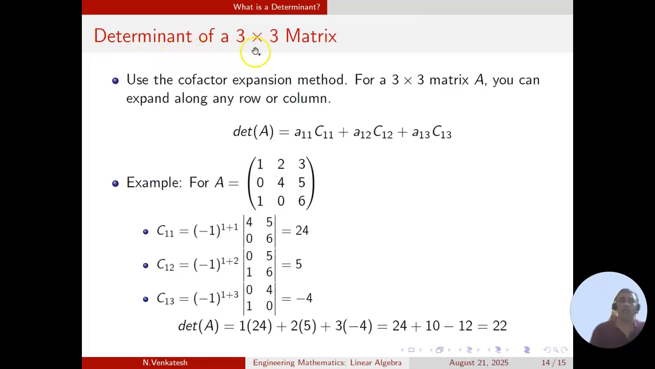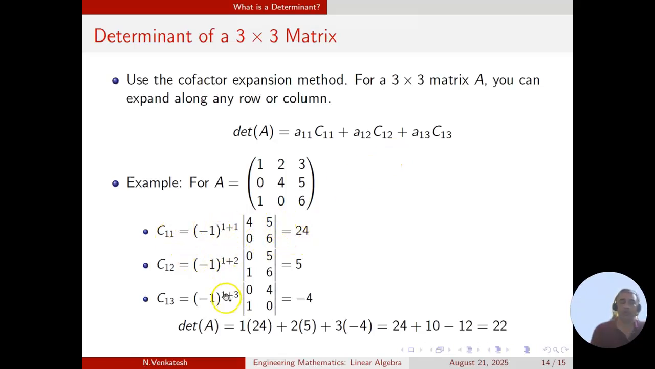Now the determinant can be calculated by using a cofactor expansion method. So here you consider the first row a11, a12, a13, and for each element you find the cofactors. So for a11, let us suppose the cofactor is c11. So how are we going to find out for a11 the cofactor c11? First remove the first row and first column, and the remaining submatrix is 4, 5, 0, 6. For that you find out the determinant and then add a sign factor minus 1 power 1 plus 1. It gives you the cofactor, that is 24.